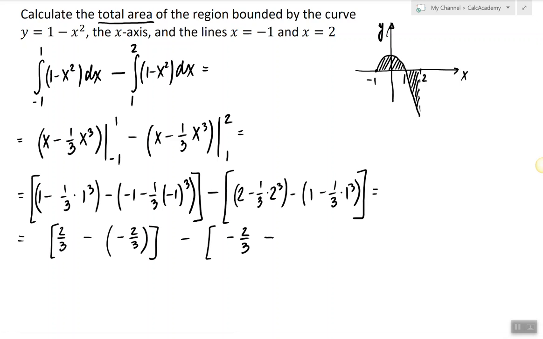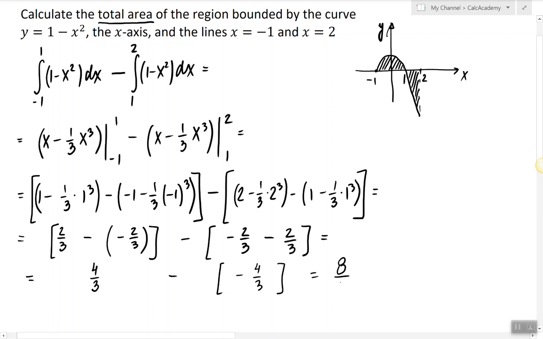minus 1/3, it's 2/3, so we have this, and 2/3 minus -2/3 is 4/3. Here we have -2/3 minus 2/3 is -4/3, and we have 4/3 minus -4/3 is 8/3. So the total area between the given curve and the x-axis is 8/3.